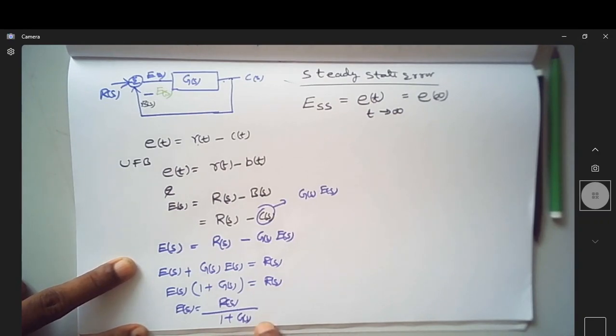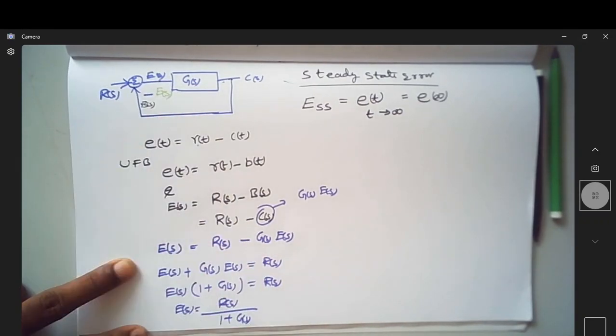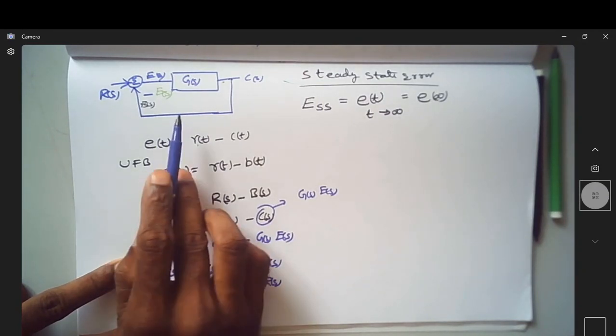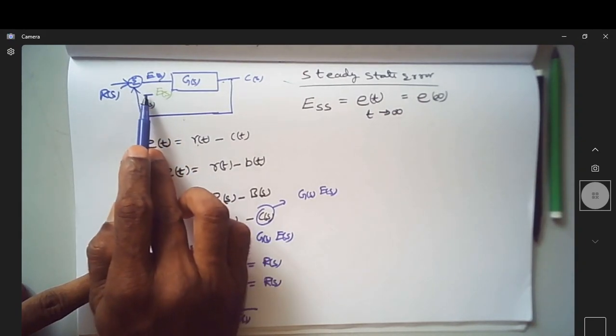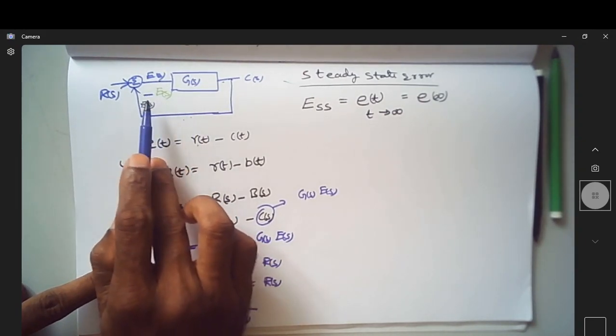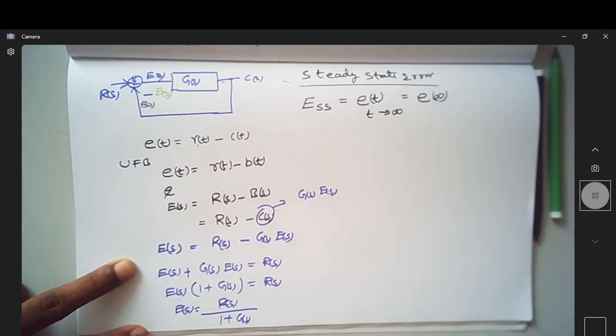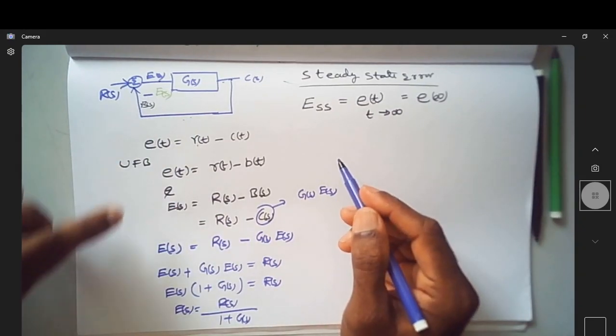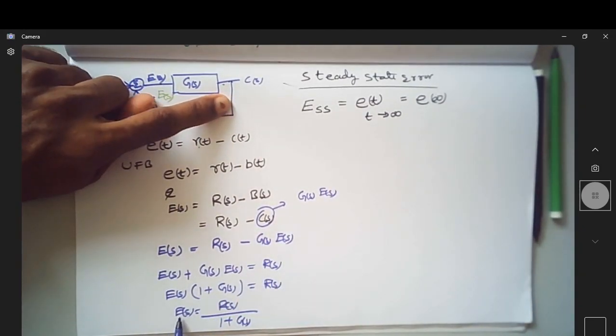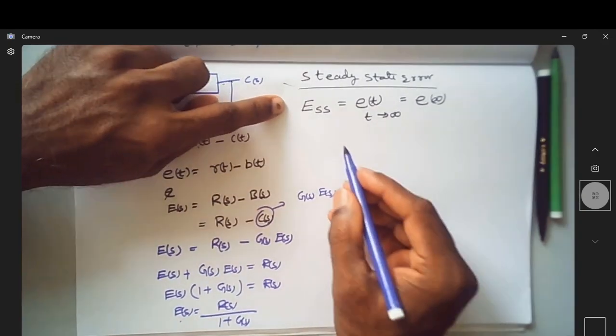This is true when it is a unity feedback system. So for a unity feedback system, I can write the error signal as R(s) by 1 plus G(s) into H(s), provided it is unity feedback with magnitude 1, and it's a negative feedback. We know that this is just the error signal.